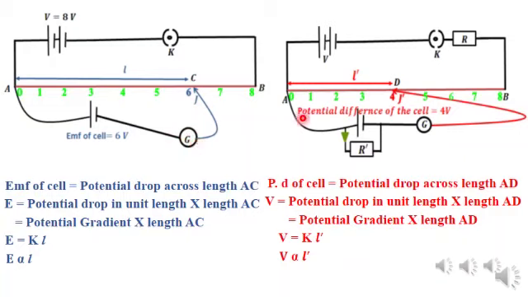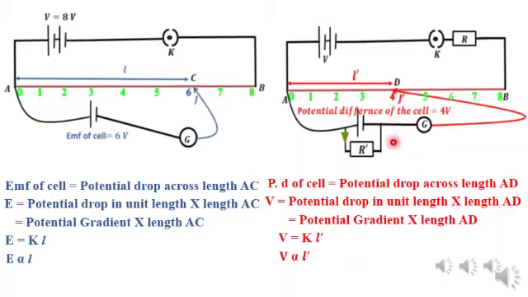Consider the next circuit. Compared to the previous circuit, here in the secondary circuit, the cell is connected to a resistance R dash. Since the cell sends current through this resistance, now we are measuring the potential difference of the cell, not the EMF of the cell.